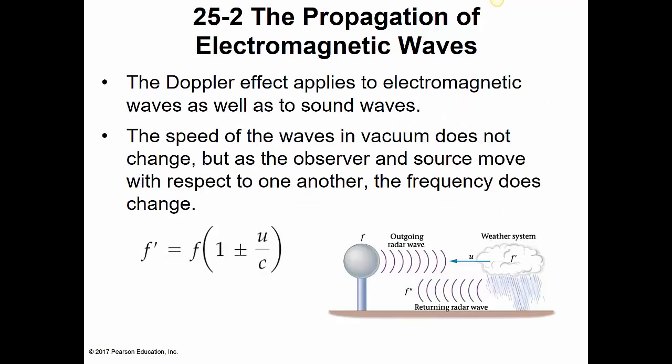The Doppler effect also applies to electromagnetic waves. The speed of the wave in the vacuum does not change, but as the observer or the source moves, the frequency does. So if a star is moving away from us, the light appears to have a longer wavelength, and it is redshifted. If it's moving towards us, the light appears to have a shorter wavelength, and it is blueshifted.